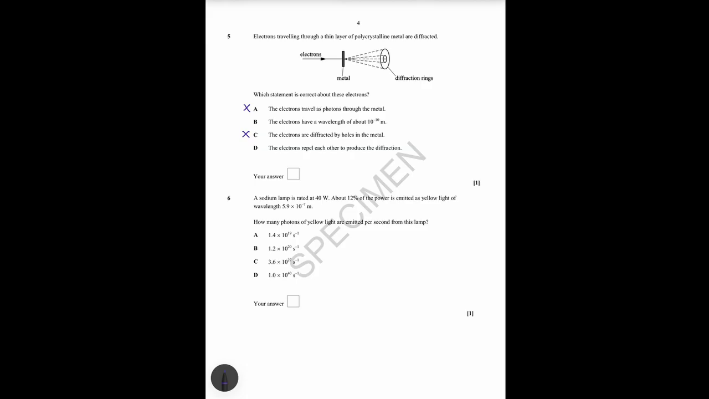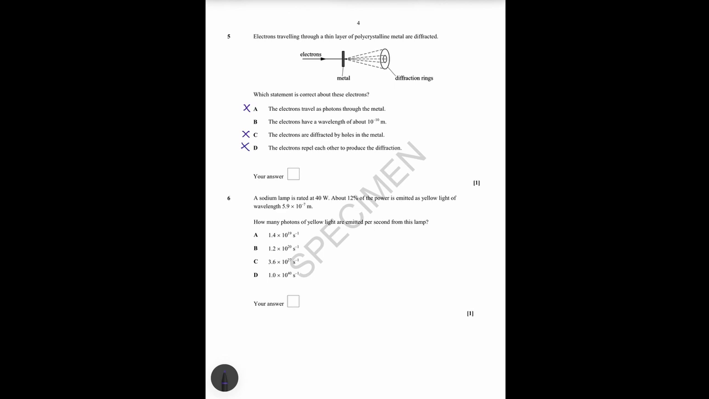And it says the electrons repel each other to produce the diffraction. And again, I think that I'm just misunderstanding what interference is. They behave as waves, and therefore they're going to be interfering. So that's going to be wrong. So I'm pretty certain that A, C, and D are wrong. And first I said that I was a little bit iffy about B, and I haven't got any numbers to do any calculations.